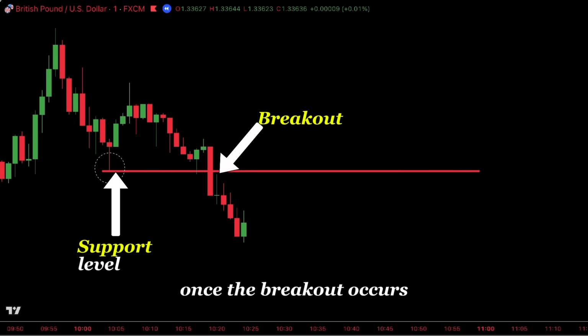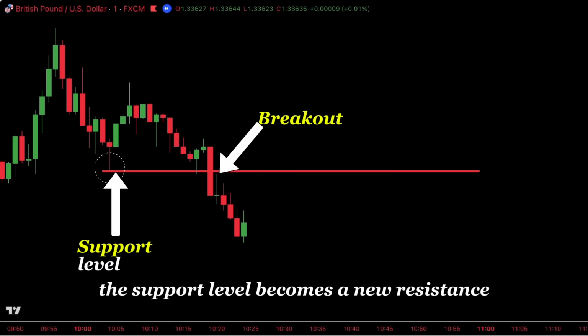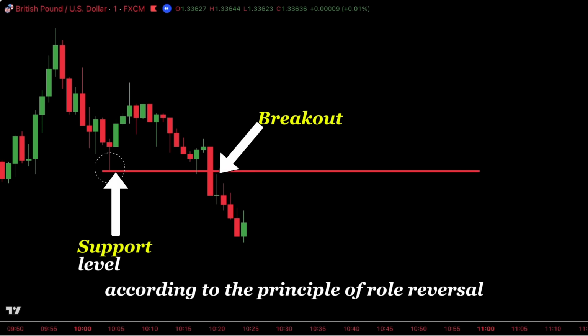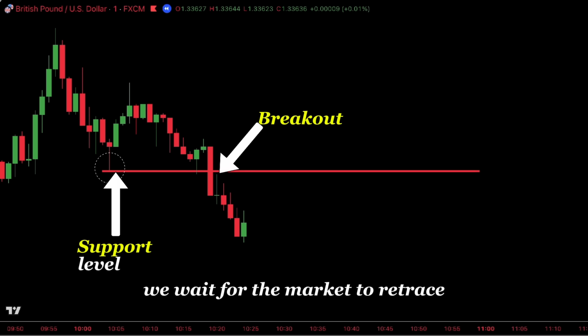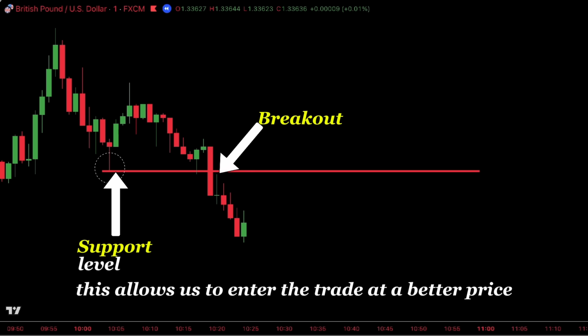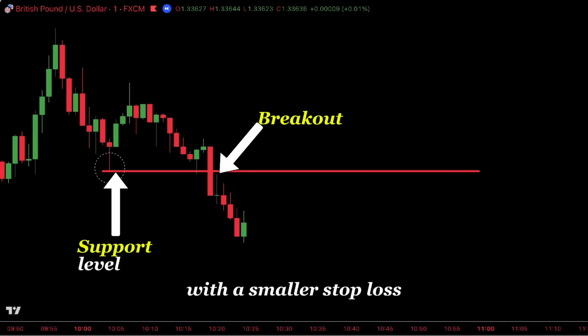Once the breakout occurs, the support level becomes a new resistance according to the principle of role reversal. Instead of selling immediately after the breakout, we wait for the market to retrace back to the newly created resistance. This allows us to enter the trade at a better price with a smaller stop loss.